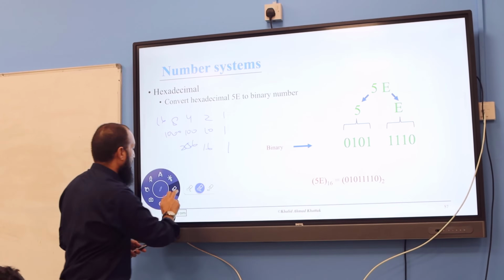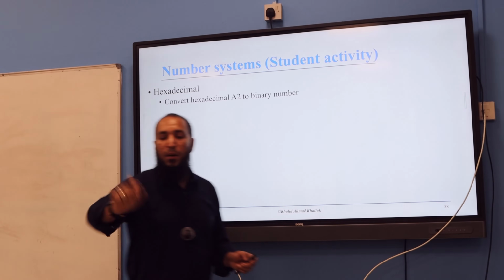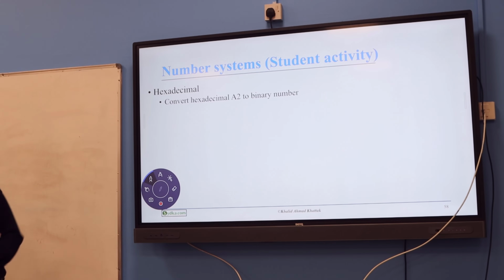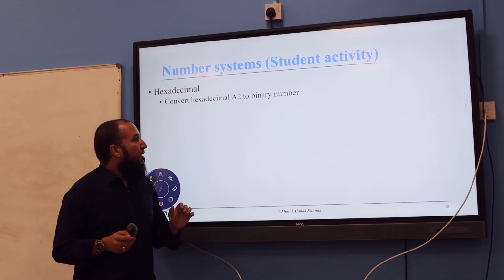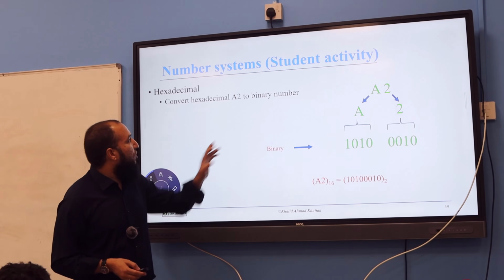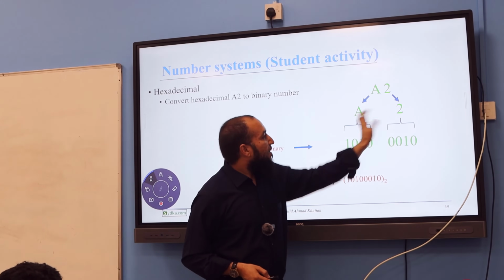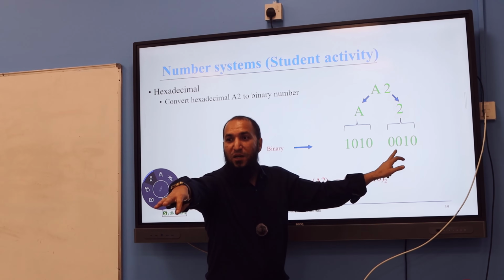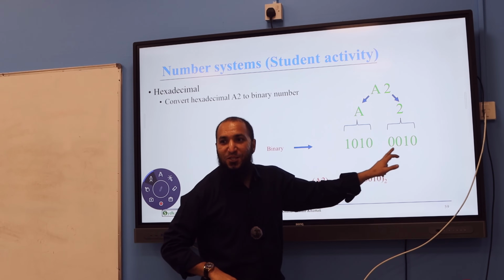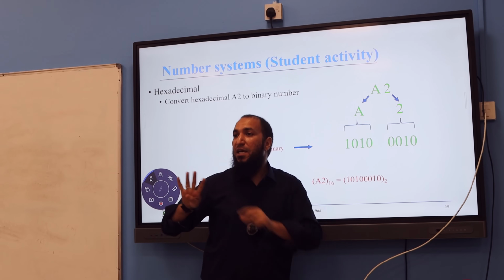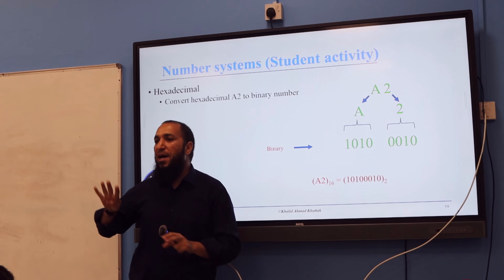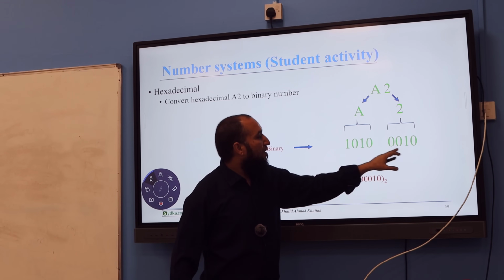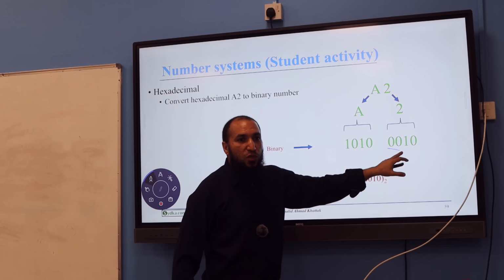Okay, next question. Can you do this for me now? You have a few minutes, 2 minutes. A is 10. Yes, A is 10. So what you do, we write like this, split it. What is 2 in binary? Oh, okay. So what are you missing here? Exactly. Remember what we said in the beginning? Every single hexadecimal digit has to have 4 bits. So some of you were missing these 2 zeros. So 2 is equal to 0, 0, 1, 0.